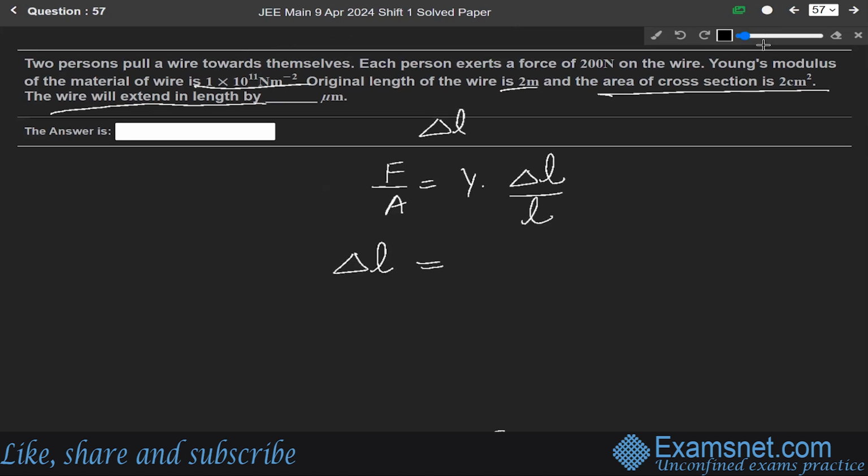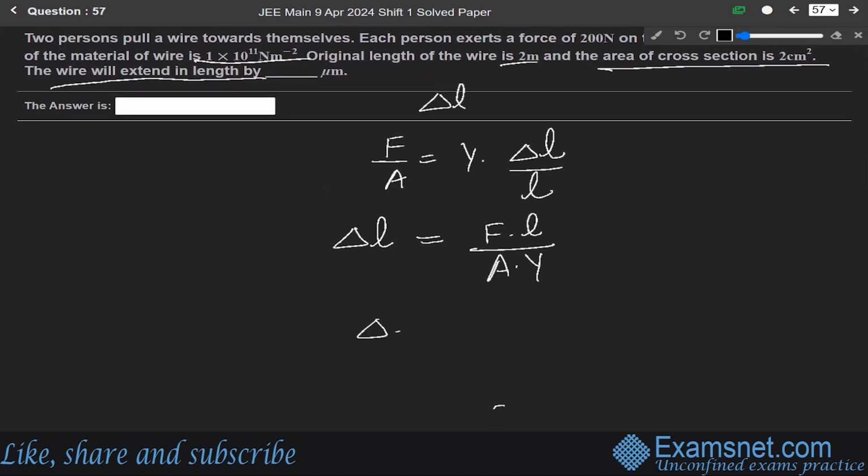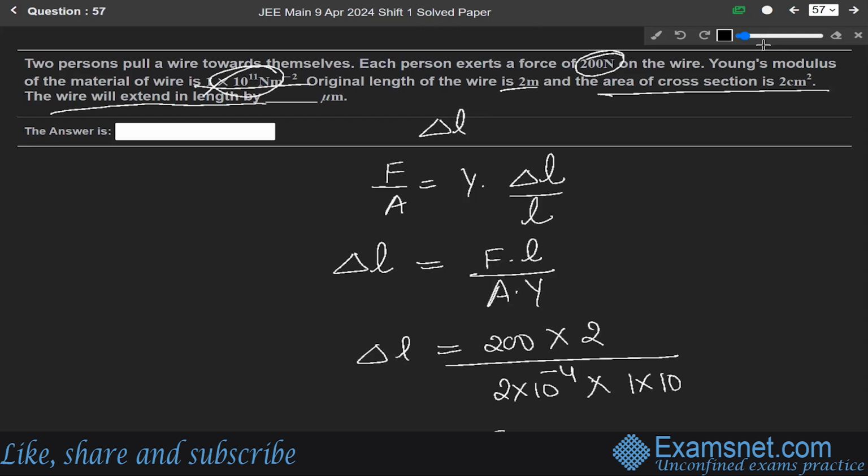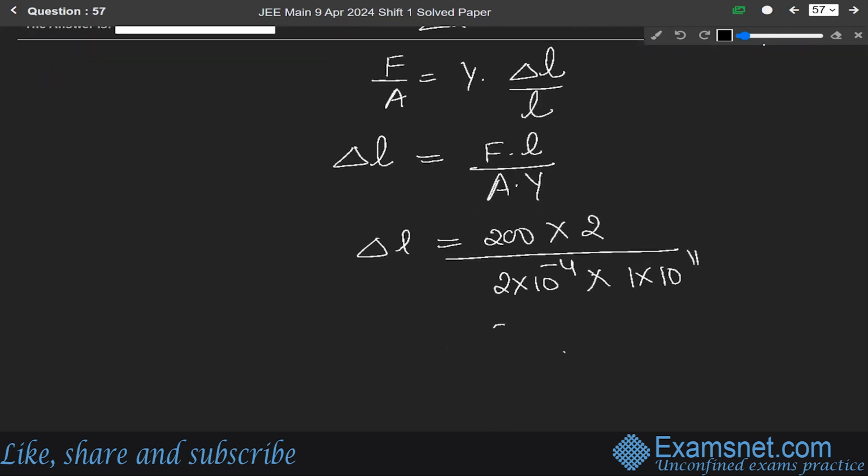For this, we know that force over area equals Young's modulus into elongation in length over original length. So delta L will be equal to F into L over A into Young's modulus Y. Force is given as 200 Newton, original length is 2 meter, area is 2 centimeter square, meaning 2 into 10 to the power minus 4, and Young's modulus is 1 into 10 to the power 11. Just solve it and we'll get the desired answer.